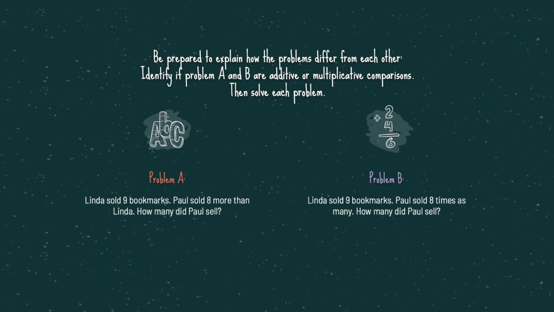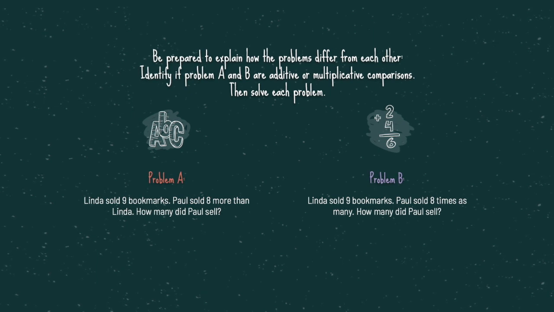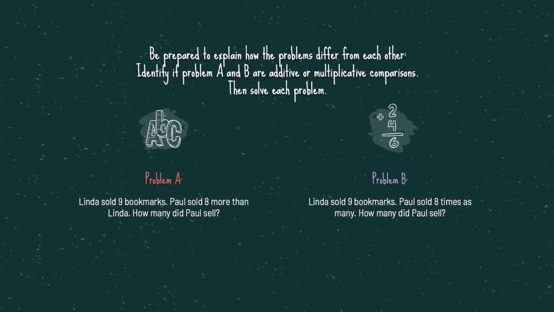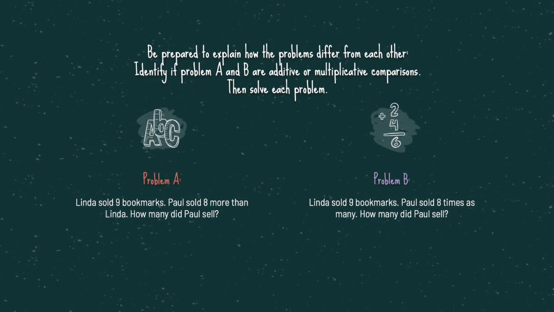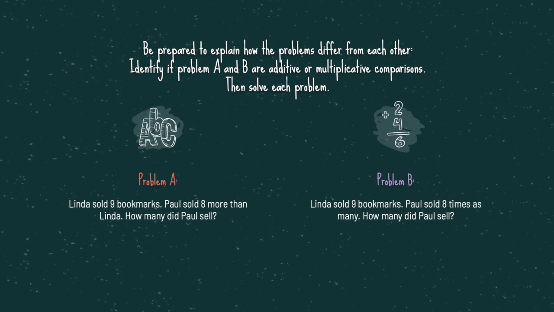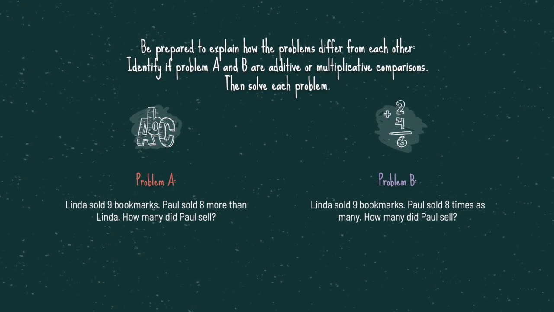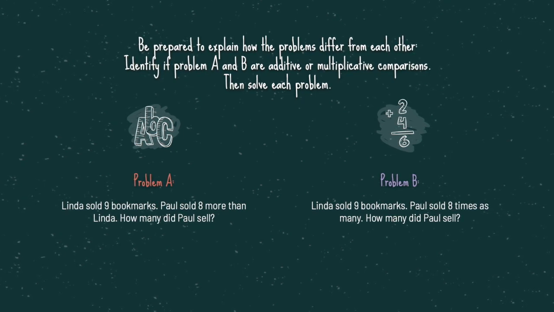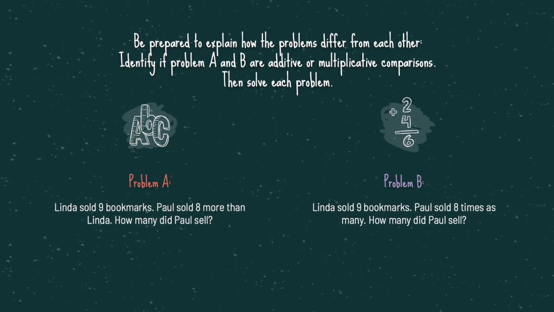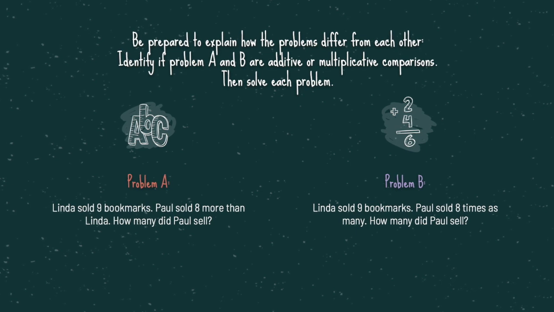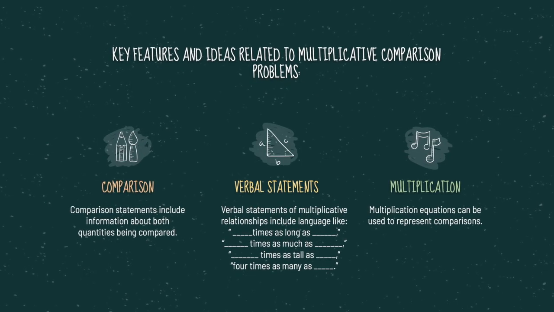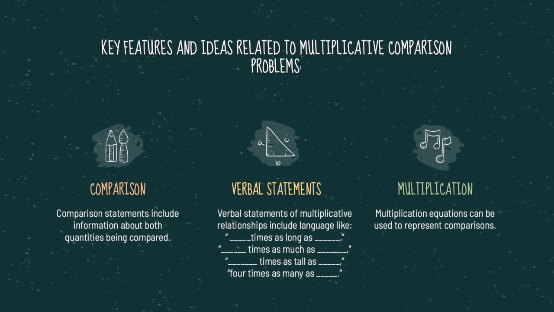Both problems involve comparisons, but in problem A, we are looking at what amount is added to one quantity to get another. In additive comparison problems, the question is, how much more is one quantity than another? The amount is the difference between the two quantities. In problem B, we are looking at how many times as much is one quantity than the other. In multiplicative comparison problems, the question is how many times as much as, or how many times as many as something. Here are a few key features and ideas related to multiplicative comparison problems.